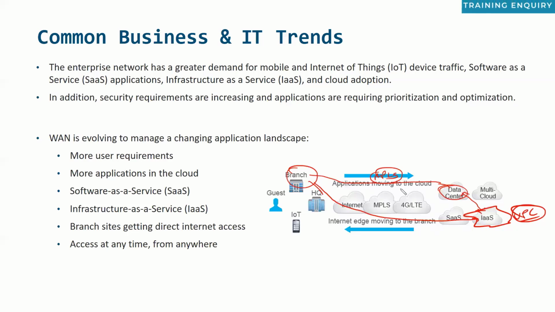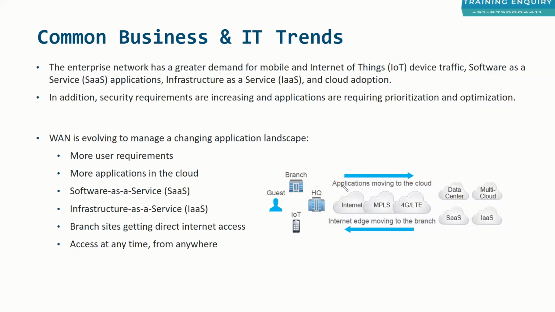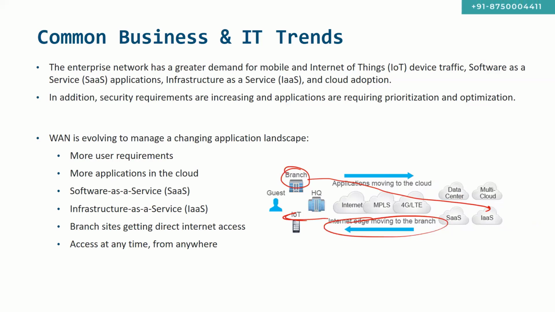So you don't have to backhaul your data into the DC and then go to the infrastructure as a service, or maybe your AWS cloud or Azure cloud. It would be a good idea if we can go directly from the branch to the infrastructure as a service. So that's why the internet is moving to the branch.